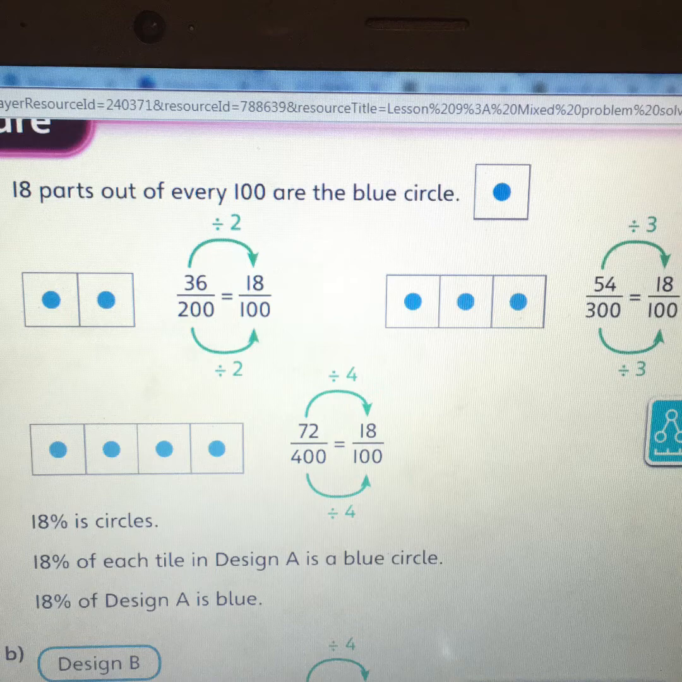Then if you have 4 tiles, you've got 72 blue parts out of 400 parts, which again, if you simplify it, still leaves you with 18 out of 100, which is still 18%. And that's because every tile has got 18% blue.